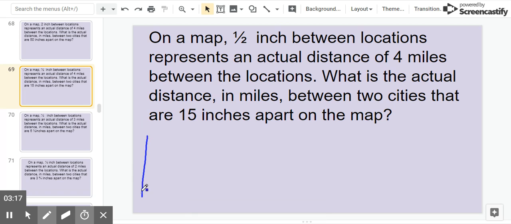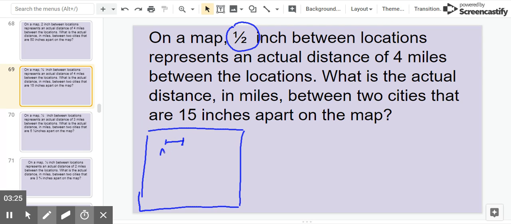So now we have a different scale. So 1/2 inch here. Let's say A to B. It's 1/2 inch. And the actual distance, this 1/2 inch represents 4 miles. Okay, let me use different colors. So 4 miles. Okay, this is the actual unit. This is the actual distance. I'm gonna go with red.